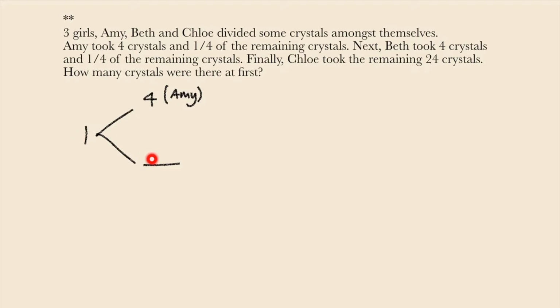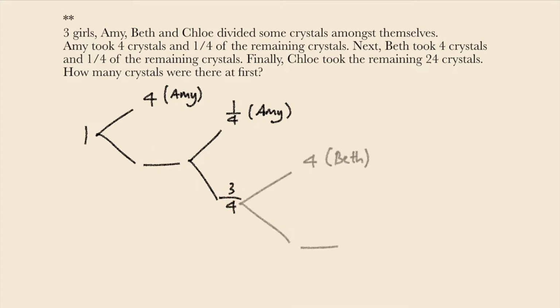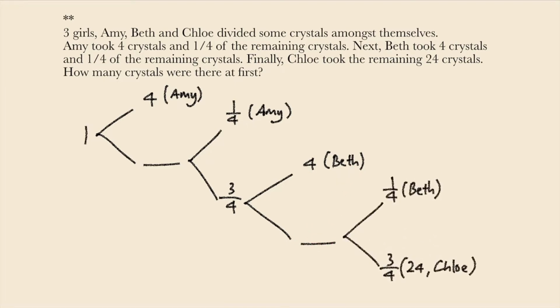I don't know. Okay. Now, from this unknown, 1/4 was taken by Amy as well. So Amy took 4 and 1/4 of whatever this unknown is. Okay, next, leaving her with 3/4 of whatever unknown this is. Next, Beth took 4 crystals. Okay, from here, 4 crystals were taken. Now, because we have no idea what the real number here is, we know it's 3 units, but we don't know what the actual number is, I'm going to draw a blank. So that's to Beth. And 1/4 of whatever this remainder is. Okay, so 1/4 of whatever this remainder is goes to Beth.